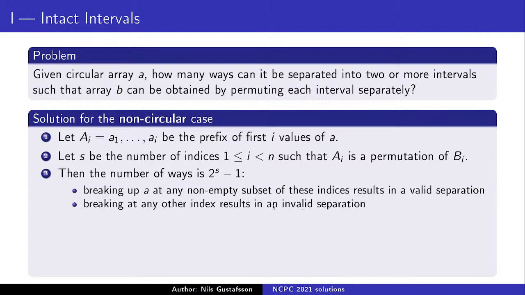And simultaneously, if you break up the array at any other index, it is going to result in an invalid separation, because you're never going to be able to make it work: in the left half, the multiset of elements in the A array differs from the multiset of elements in the B array. So then there's not going to be any way to fix it. So you need to only use these types of indices that satisfy this property, and you can use any non-empty subset of them.